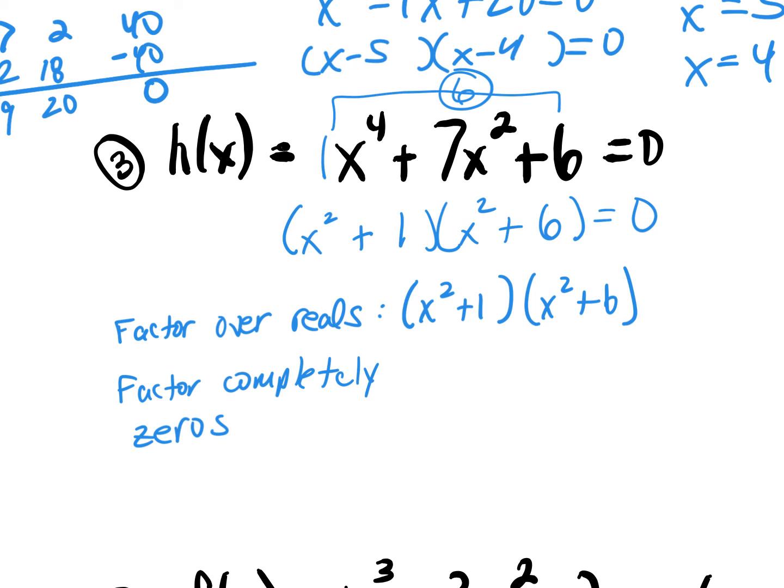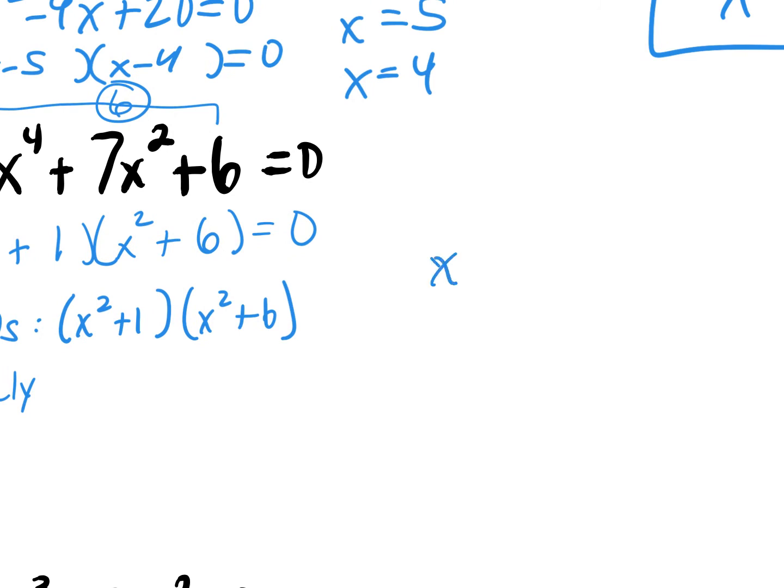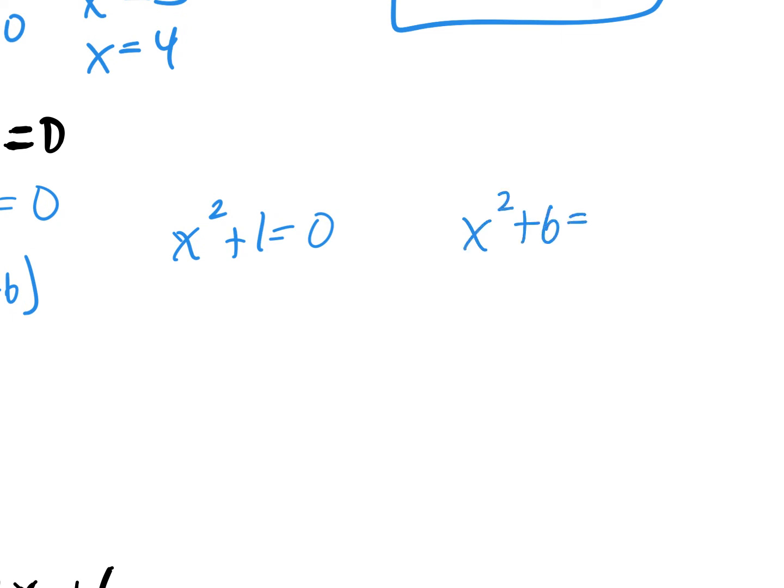If I factor completely, you guys don't have to do that at this step. You can find your zeros first and then factor completely if you'd like to. If you find your zeros, what do you do to each parenthesis? You set it equal to 0. So x squared plus 1 equals 0, and x squared plus 6 equals 0. So when you move 1 over, this becomes x squared equals negative 1, correct? What do you do to get x all by itself? You take the square root. So x equals what here? Plus minus i. There's 2 there.